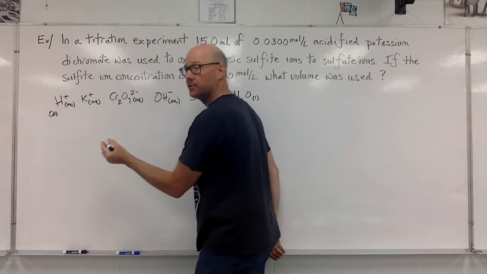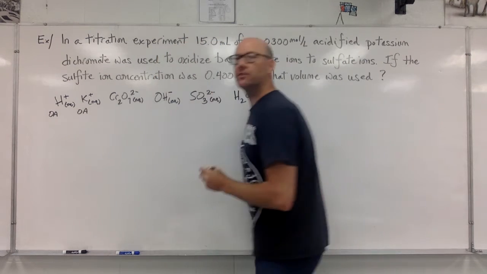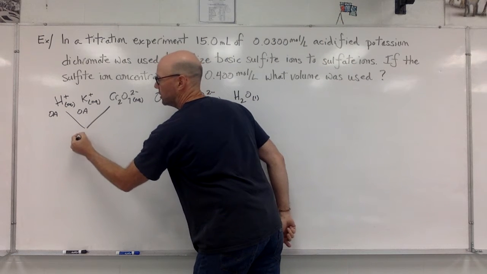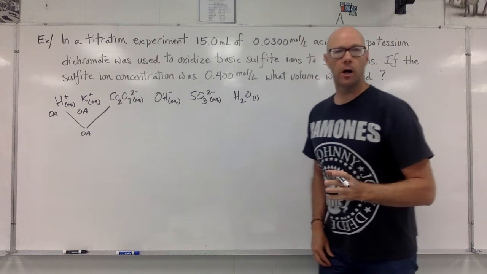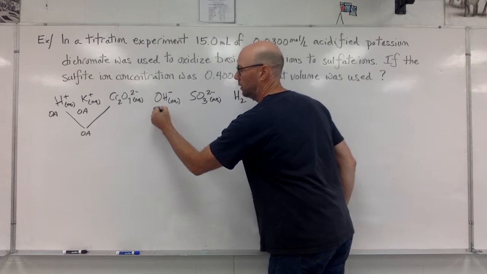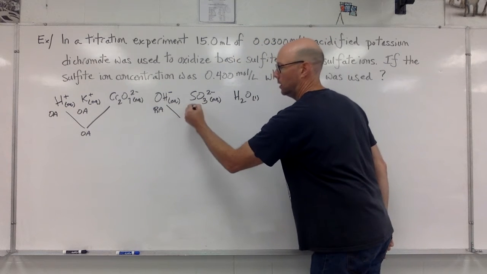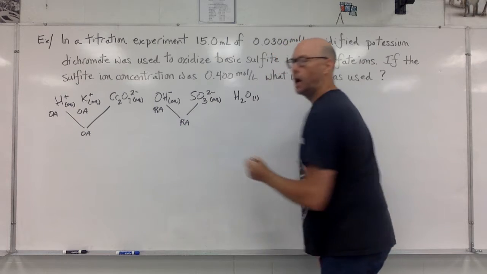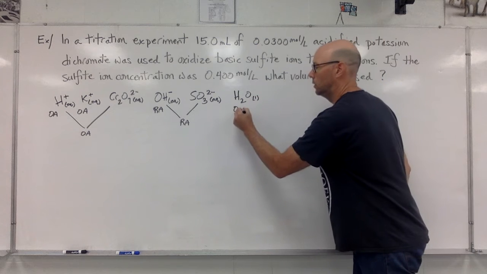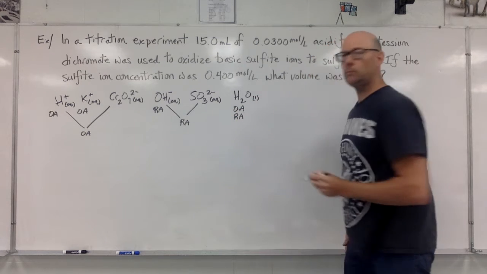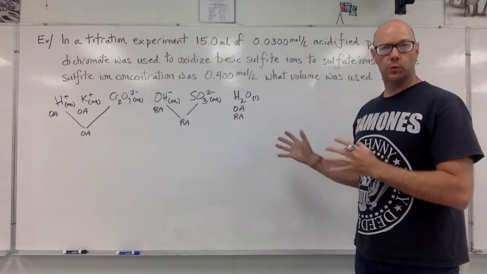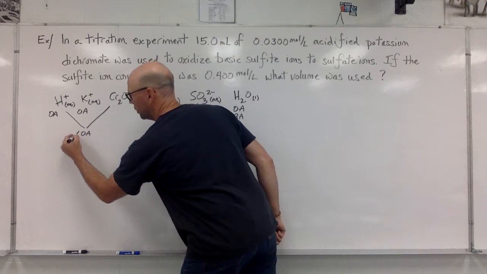Hydrogen alone is an oxidizing agent. Potassium alone is an oxidizing agent. The hydrogens and the dichromate together are an oxidizing agent. Hydroxide alone is a reducing agent. Hydroxide ions in combination with the sulfite ions are a reducing agent. Water is both. Okay? After that, out of all of the oxidizing agents, which one is the strongest? Here.